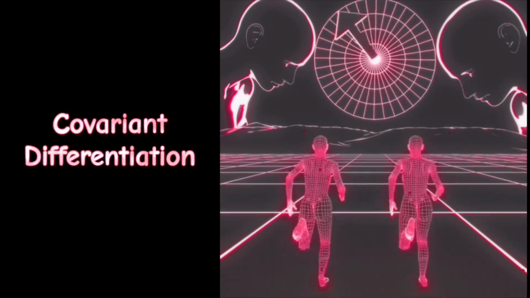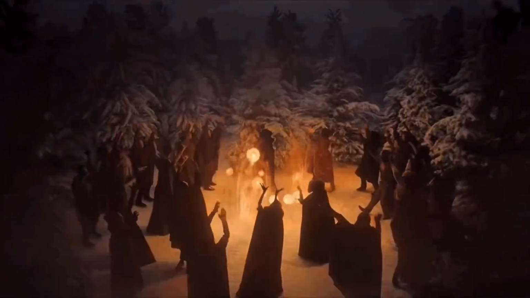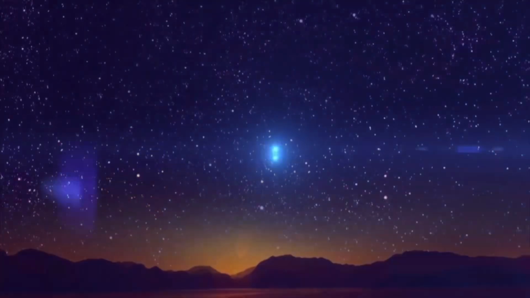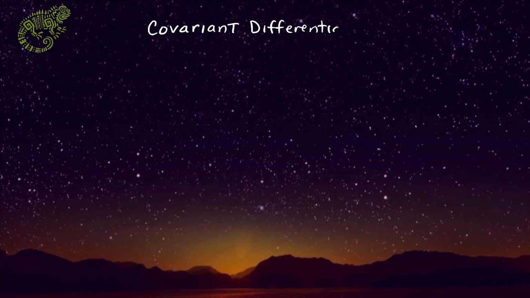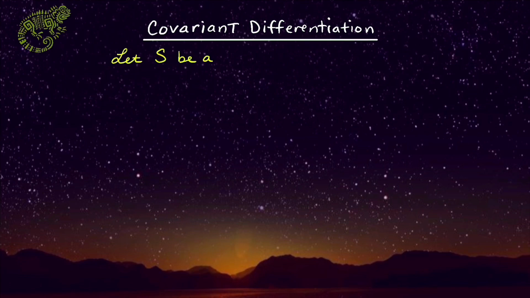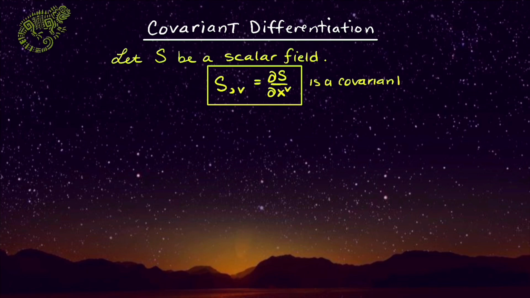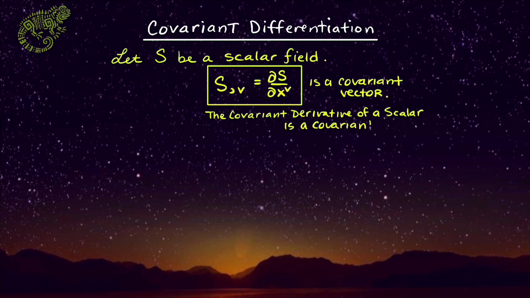Covariant differentiation. Let S be a scalar field. The ordinary partial derivative of S with respect to coordinate x nu is a covariant vector. Thus, the covariant derivative of a scalar is a covariant vector.